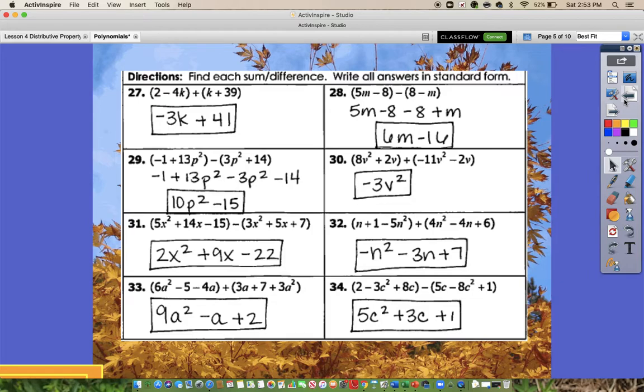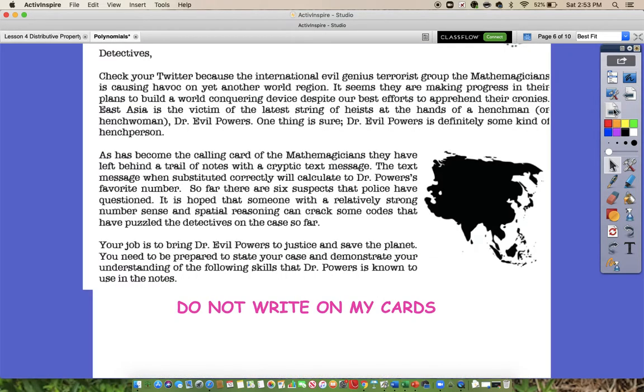Speaking of review, your next activity is a little CSI mystery. And it says do not write on my cards, but we're going to ignore that because y'all are not doing them on cards this year. You are going to do the whole mystery on the computer. So in Canvas, there is a Google Form link on today's agenda underneath the link that you clicked to do this video assignment. So you're going to go back to today's agenda and click on that link for the Google Form. And it's going to talk you through the whole story of the mystery and give you directions for solving each clue. So your assignment for the rest of class is just to work on as much of this CSI mystery on your Google Form as you can get solved.